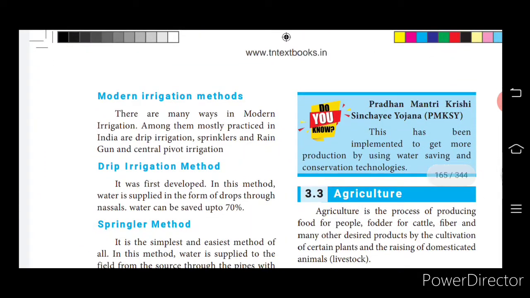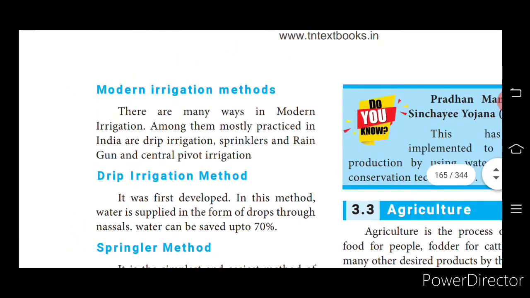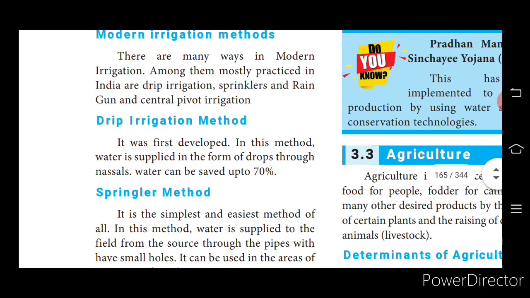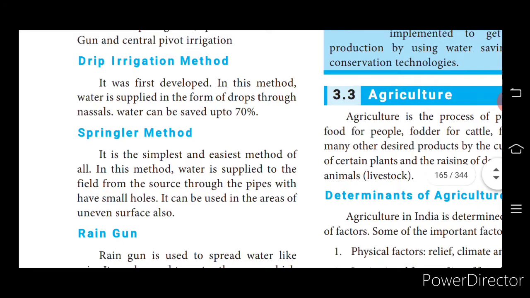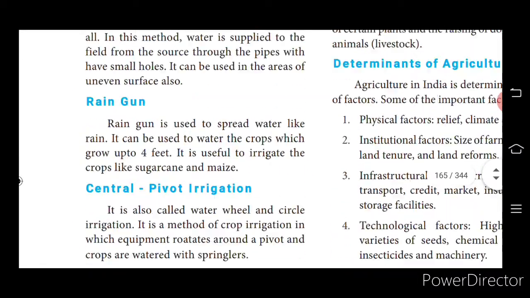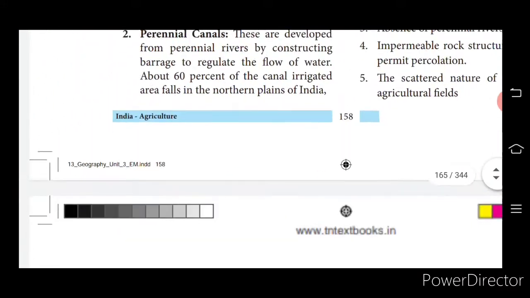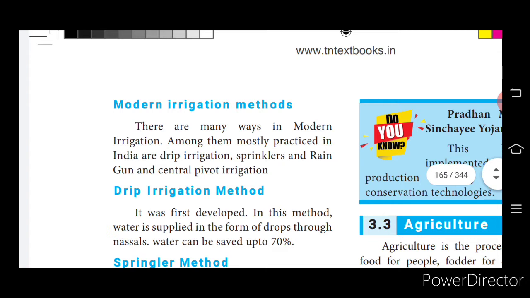Coming to the modern irrigation methods, there are drip irrigation, sprinkler method, rain gun method, and central pivot irrigation. So I'll tell you, these are the ways in modern irrigation. Among them, the ones mostly practiced in India are drip irrigation, sprinklers, rain gun and central pivot irrigation.